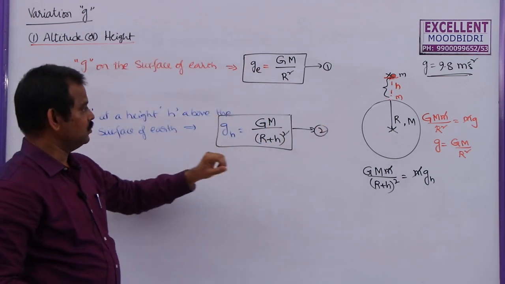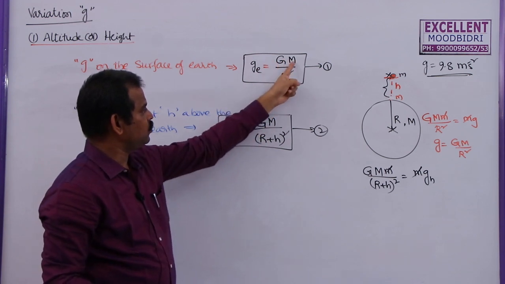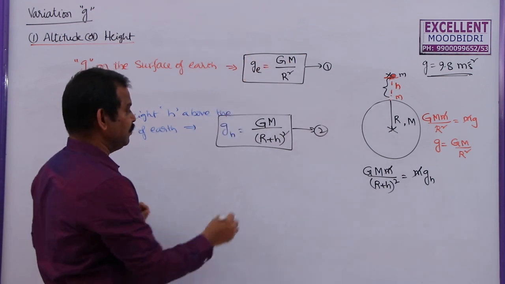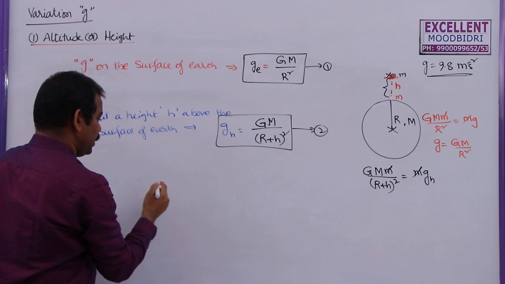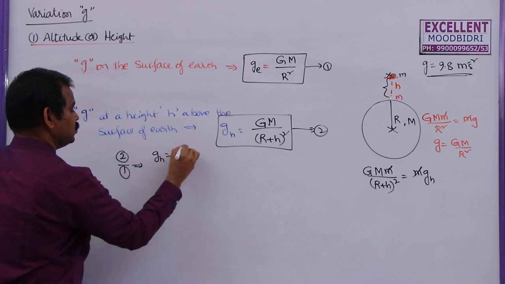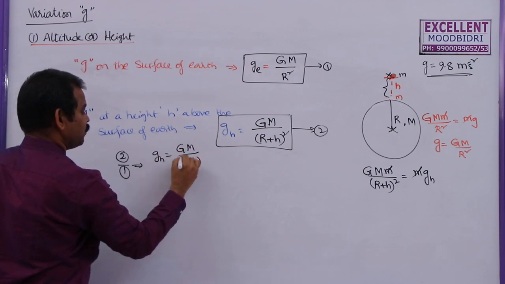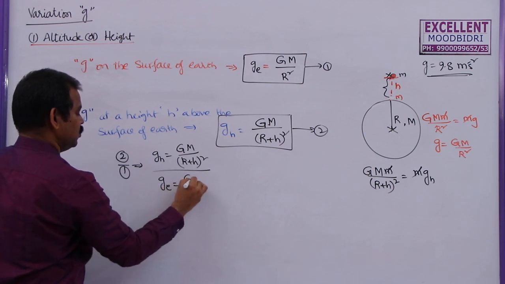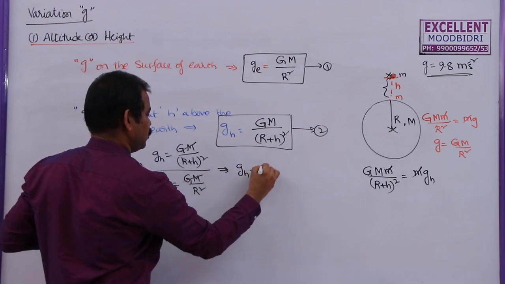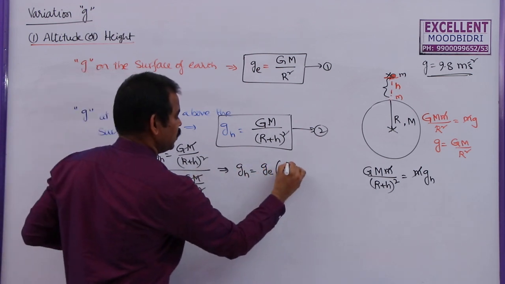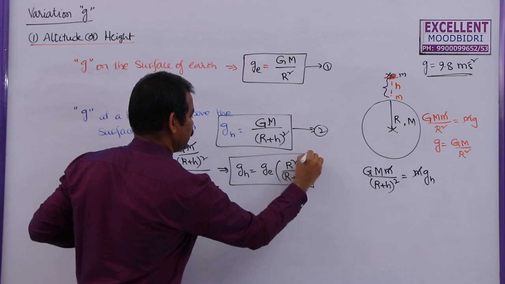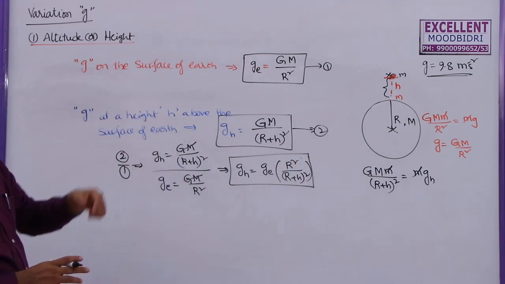You can see these two equations. Here the numerator is the same. This is G into M. G is a constant. M is the mass of earth, which is also constant, which equals 6 into 10 power 24 kgs. This is also constant. So now if you compare these two, if you divide 2 by 1, you are going to get gh equal to GM by R plus h whole square, by Ge equal to GM by R square. So from this we can write gh is equal to Ge into R square by R plus h whole square. So this is how you can get the value of small g at a height h above the surface of earth.